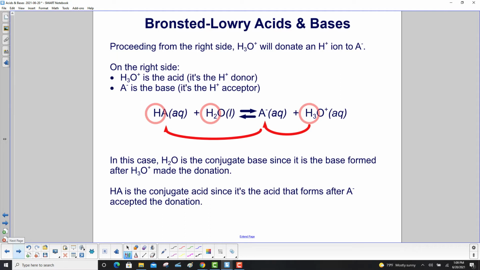Proceeding from the right side, the hydronium ion will donate a proton to A minus. So on the right side, this is the acid, it's the H plus or proton donor. This is the base, it's the proton acceptor. In this case, water is the conjugate base since it is the base formed after hydronium made the donation. HA is the conjugate acid since it's the acid that forms after A minus accepted the donation.